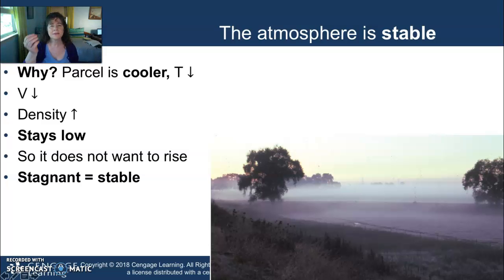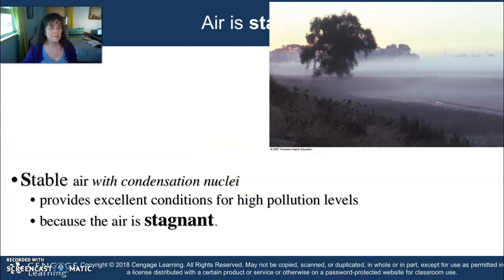Another way of looking at it is the parcel is cooler and its volume as a result contracts. When its volume contracts, its density goes up, because remember, density is mass over volume. Volume is in the denominator. If the denominator goes down, the quotient goes up. So this is going to stay low and be stagnant. Great place for pollution to gather. The condensation nuclei in here can really add density to the cloud and keep it very stable so it's hard to move off. That's why LA gets sucked in by smog quite often.